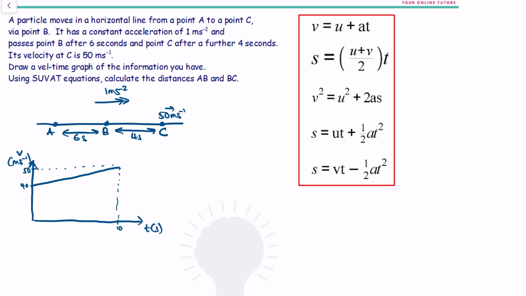Using SUVAT equations, calculate the distance AB and BC. Because there are two different speeds, it most likely won't be the same. There are two parts to the journey, A to B and B to C, so we have to calculate each one separately. First, the journey from A to B.